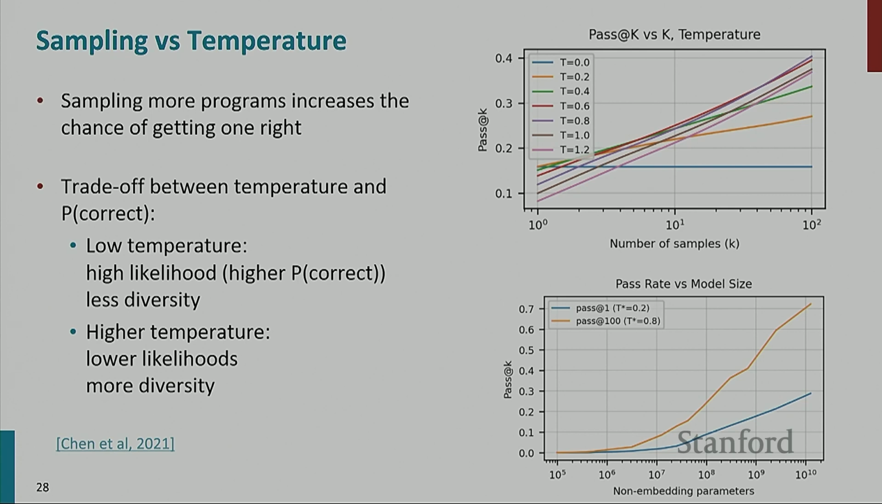And when sampling more, there is a trade-off between the sampling temperature and how likely it is that the program is correct. Right? So if I sample with temperature 0, then I basically get deterministic behavior. I don't get any benefit from resampling. But if I sample with too high of a temperature, then I get more and more random outputs. Right?